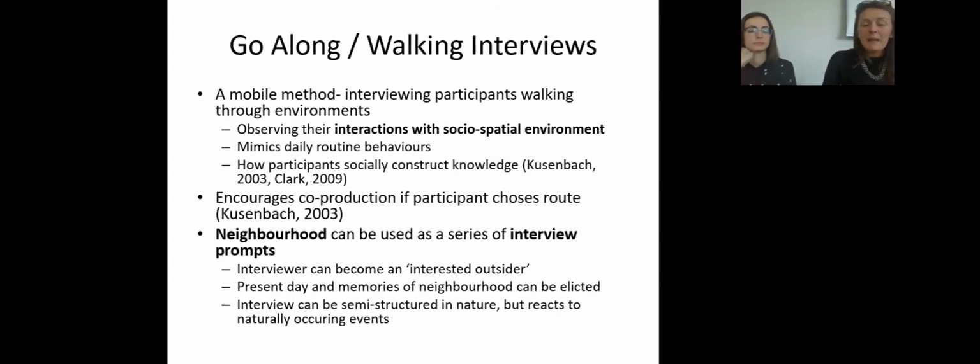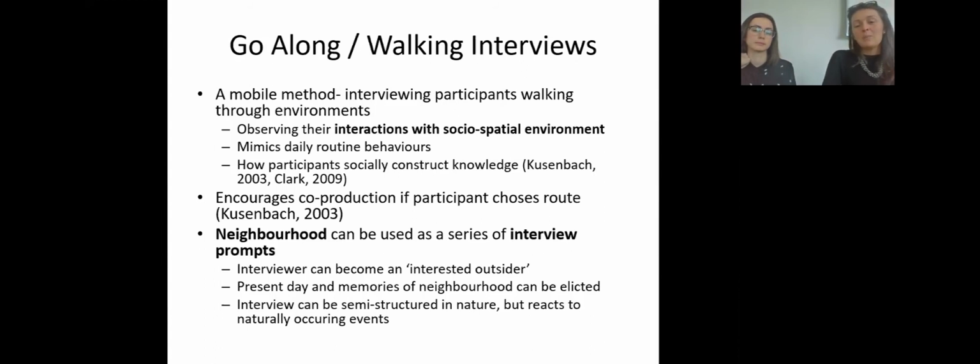So just thinking about the neighbourhood as one example of where you can conduct walking interviews, but you might also do a walking interview within the workplace, you know, moving around a hospital, etc., or walking around a school is another example. But in this case, I'm going to discuss using the neighbourhood to do walking interviews.